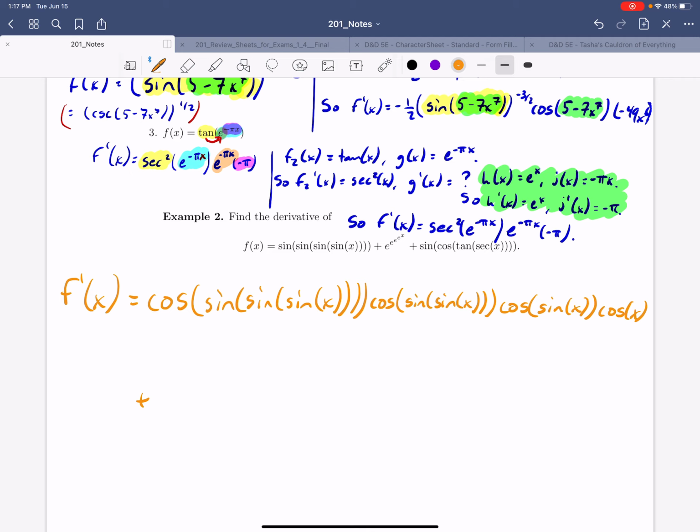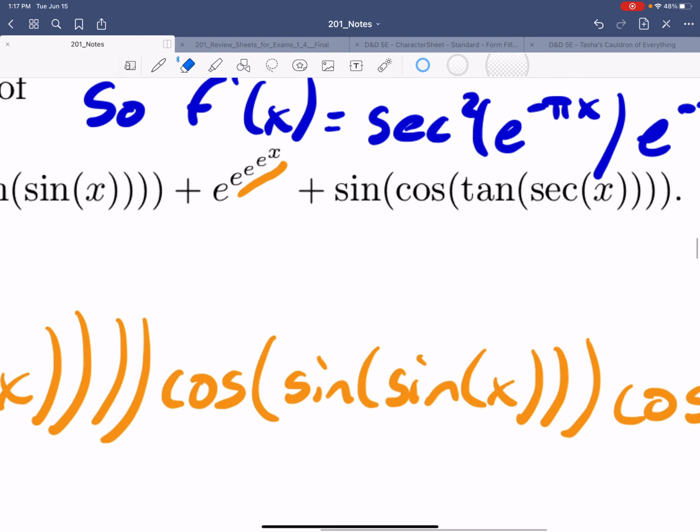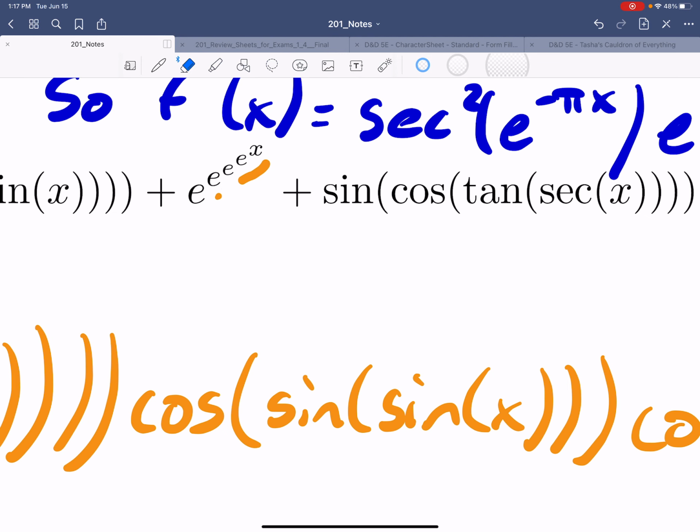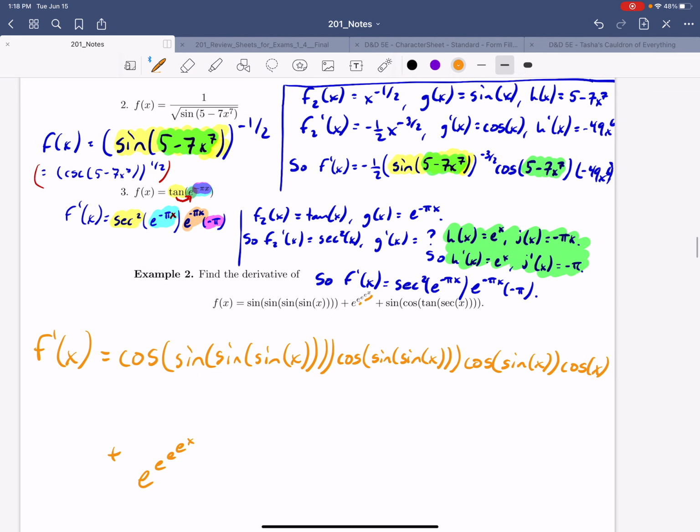So e to the x is its own derivative. Remember, we want to look at this guy, the outer function, and then everything else. Derivative of the outside is e to the x. Keep everything else the same. Go a little bit further inside, taking a look at that outer function and then the inner functions.